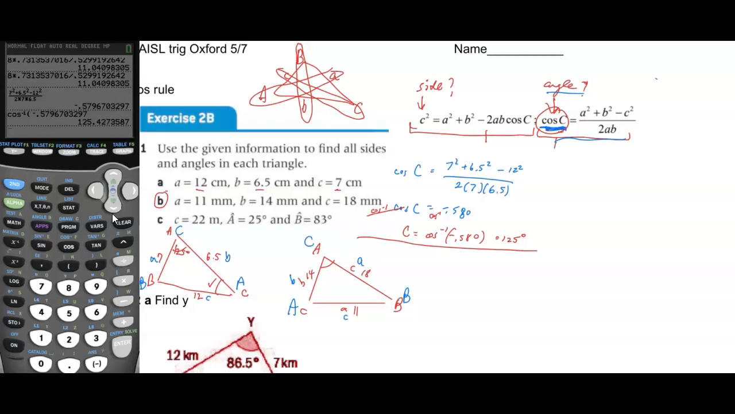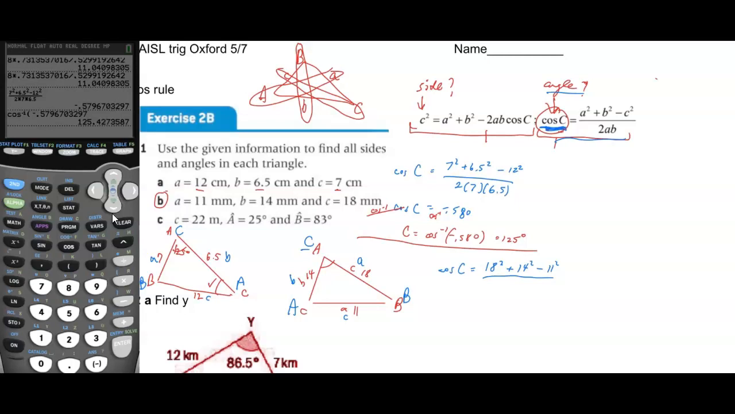And so this will be blue A. Okay, so I relabeled everything with the blue letters. Make sure you follow the blue letters. I'm going to fill in all my data. So cosine C equals A squared, which is 18 squared, plus B squared, which is 14 squared, minus C squared, which is, oh, I'm sorry, yeah, blue C is 11 squared.